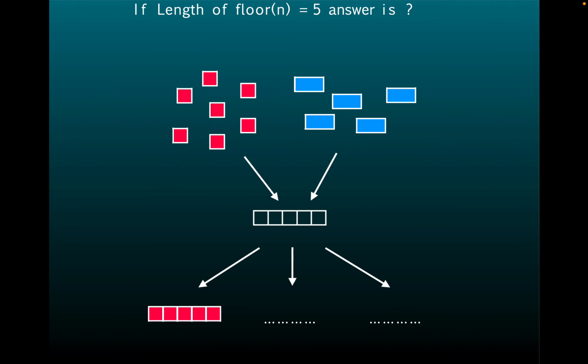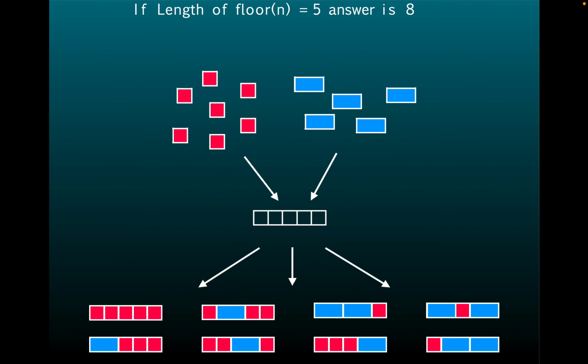Now let's expand the problem. If the floor size is 5, how many arrangements are there? I want you to pause the video for a while and think about it. Now here, one way is clear that we can place all red tiles, and there are 7 other ways, making the total 8. And you need to focus here. These two have the same number of blue and red tiles, but the arrangement is different. We'll still count it as different, right?